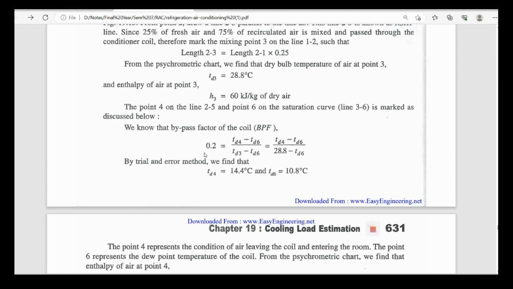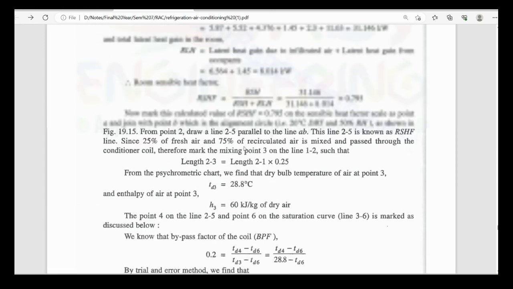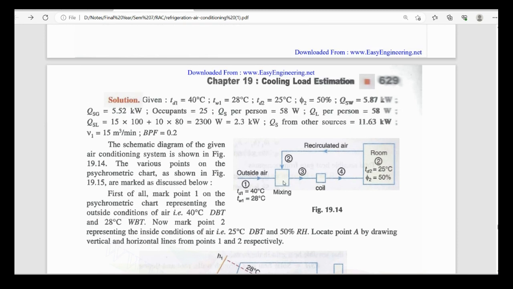Okay. Now the formula for the bypass factor is TD4 minus TD6 upon TD3 minus TD6, because we are calculating the temperature difference between point number 3 and point number 6. Point number 3 is the mixing point. Point number 6 is the saturation point, and TD4 is the room condition, meaning point number 4. Because in the diagram we can see we have point number 3 and point number 4. In between there is a coil, so the coil should be point number 6.